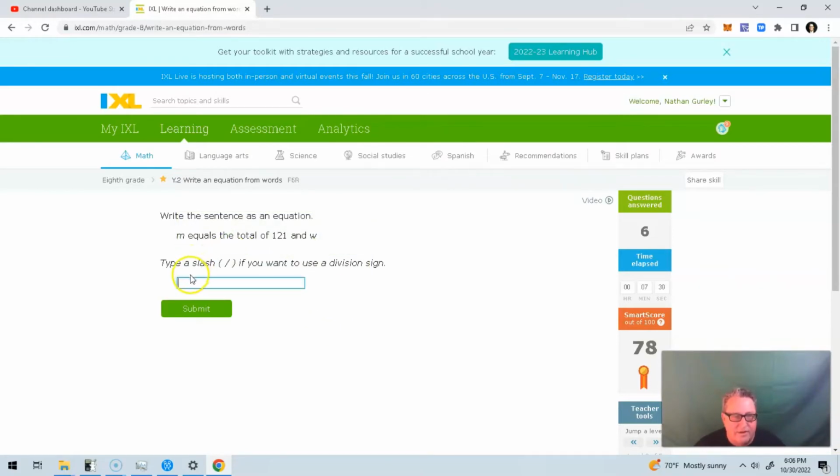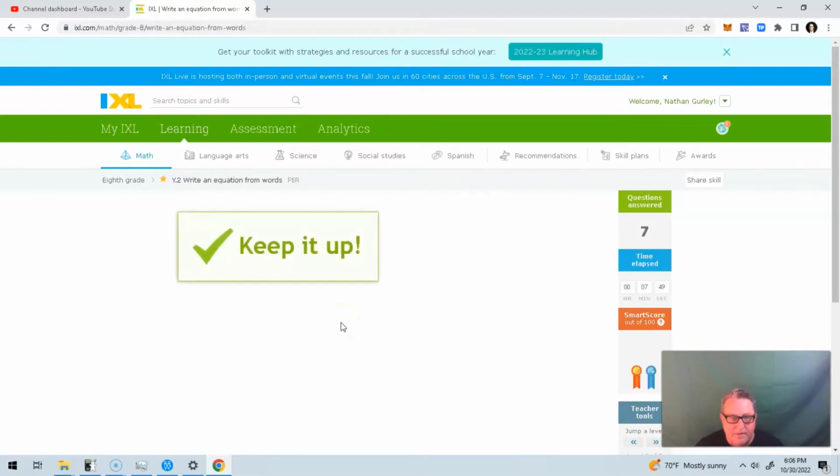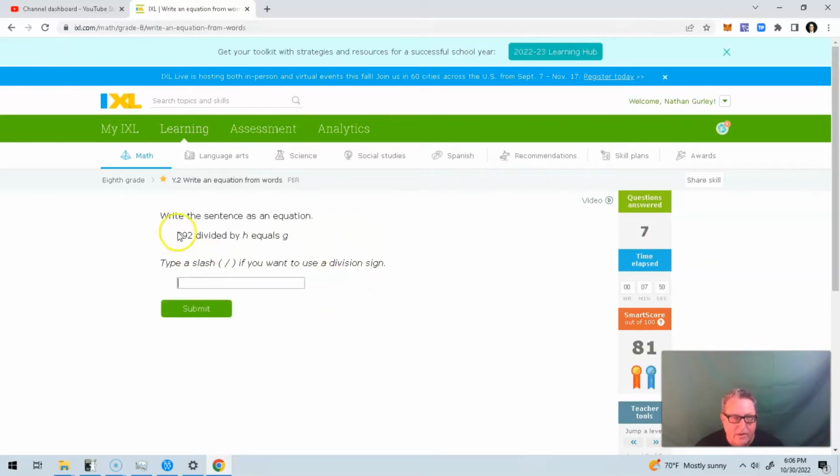Sentence as an equation. M equals, what does M equal? M equals something. M equals the total of, that means add, 121 and the total of 121 and W is what M equals to. It says use a slash, but we don't need a slash for the total. Alright, keep it up. Write the sentence as an equation. 392 is divided by H. 392. We're going to use 392. Use the slash they told us divided by H equals.